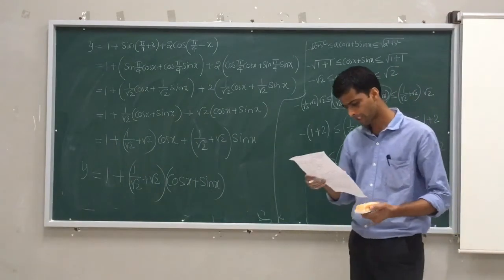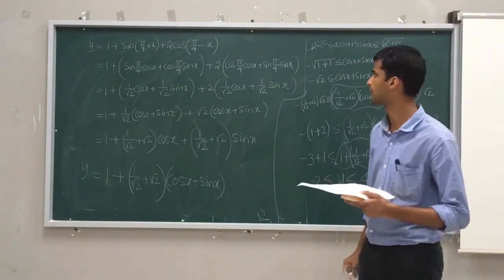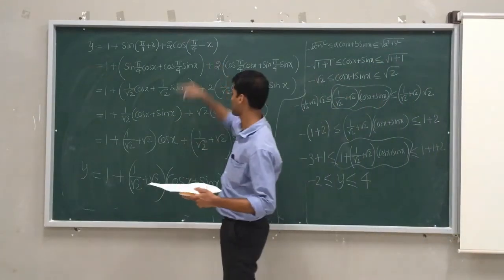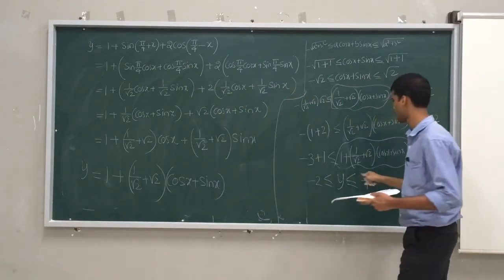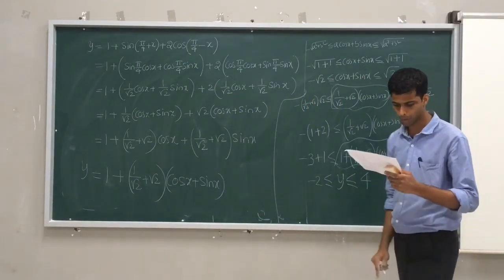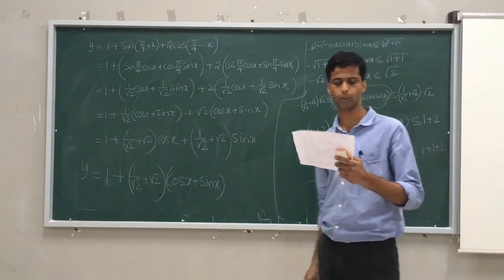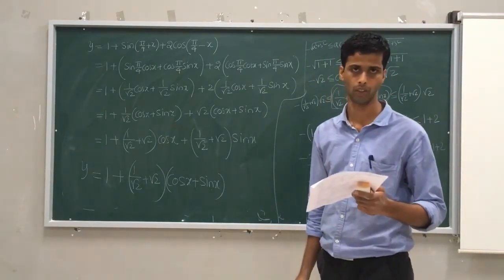What did they expect? They expected the maximum value of this expression. This expression is nothing but the simplified form of the given question. So its maximum is 4, minimum is minus 2. That is option number B. That is the right answer for this particular question.